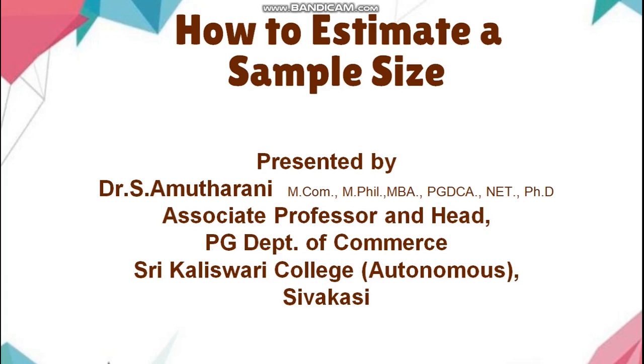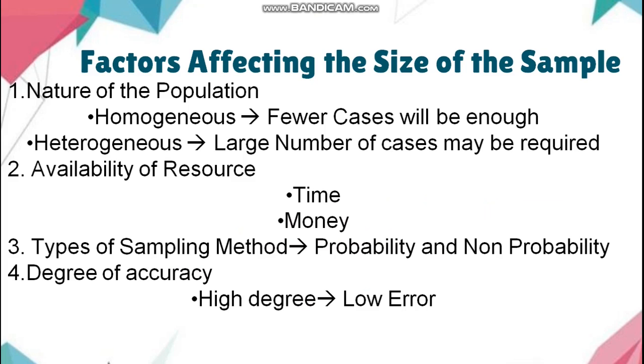Everyone, let us know how to decide the sample size for research work. Before that, let us see what are the factors affecting size of the sample. First important factor is nature of population. If the population nature is homogeneous, researcher can select few number of sample. But in case of heterogeneous, he has to collect more number of sample to get correct result.